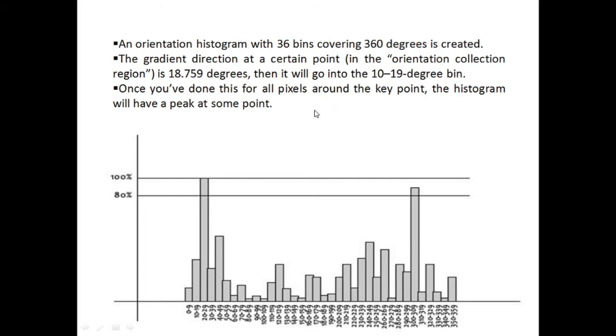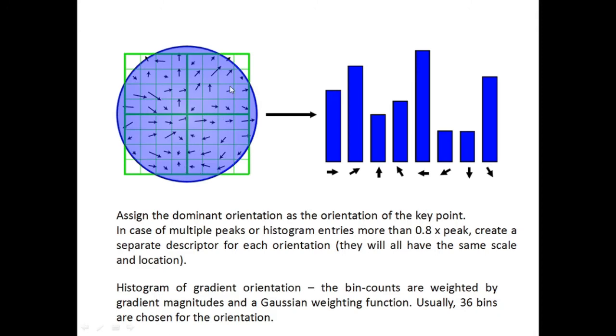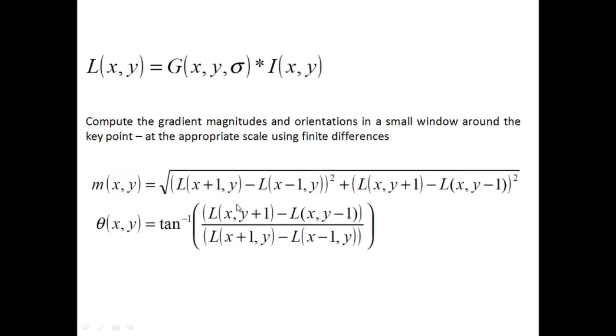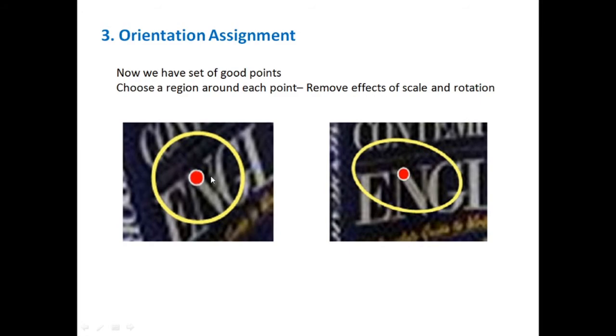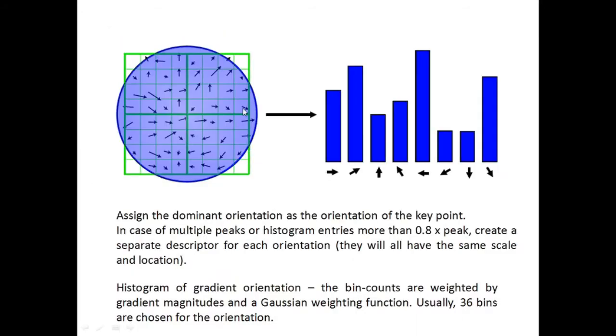So once you have done this for all the pixels or all the key points or the salient points, the histogram will have a peak at some point. So this direction has to be considered for that particular key point. The same thing I will explain clearly. This is the circular region. This is how we are wrapping a key point with a circle. So this is my region, and we assign the dominant orientation as the orientation of the key point.